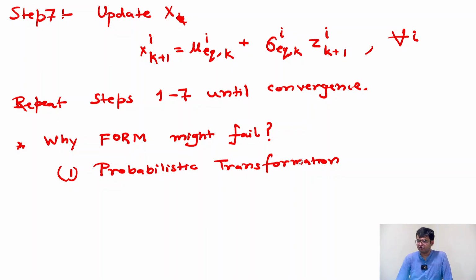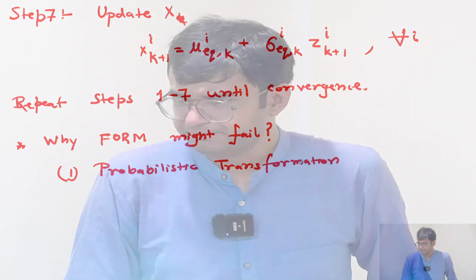In FORM, we are using the Haushofer-Lind transformation, which is the local transformation, that is the name. And that's an approximation that is being introduced. If that is not correct, you are in trouble. You will get erroneous results, right? What is the solution to this?